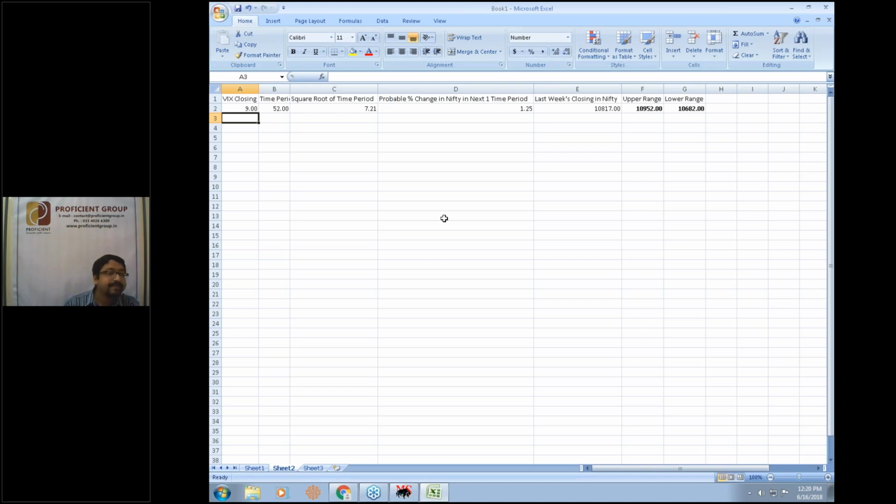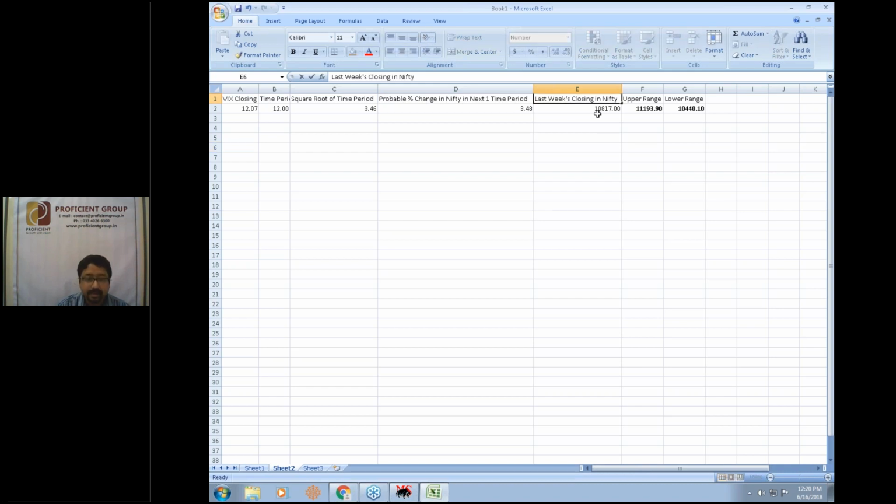So this is how India VIX can give us a probable range of Nifty in the next one session. I told you about 1 week, but you can also use the same calculation for 1 month. If we are using 1 month, then how many months are there in a year? There are 12 months. So the square root of 12 is 3.46, and the probable percentage change in Nifty in the next time period, meaning 1 month, will be 3.48%.